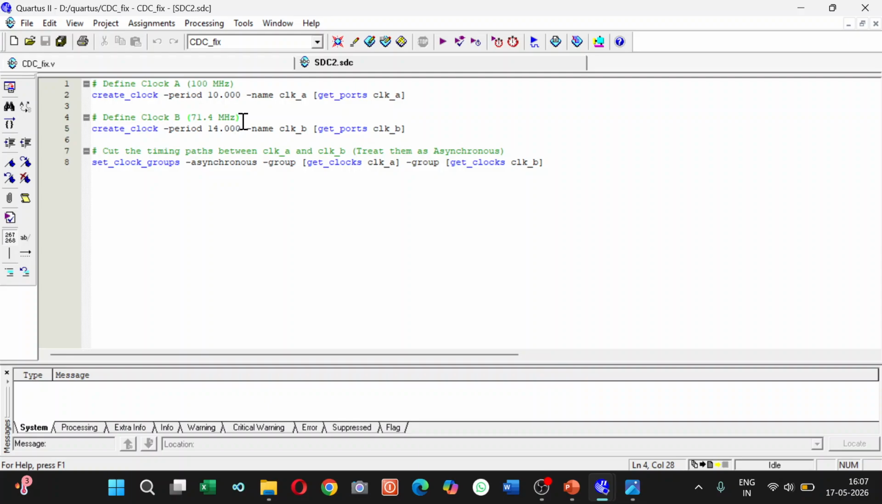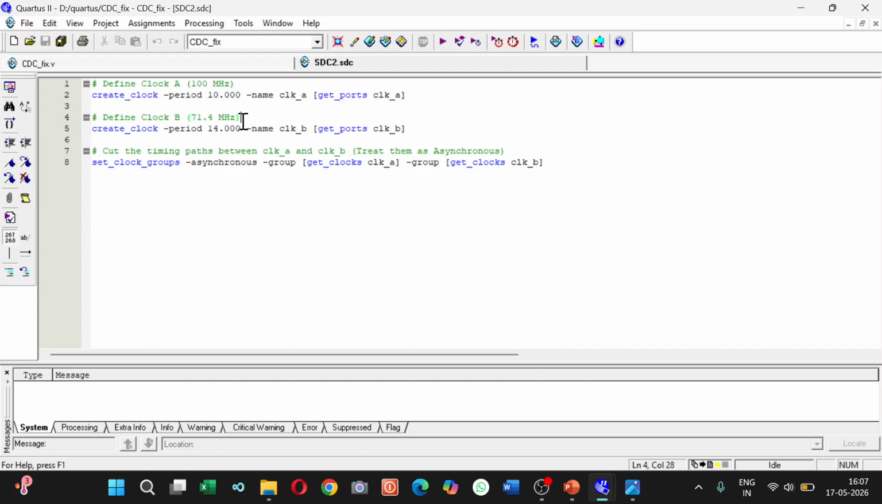If you don't declare a clock asynchronous, TimeQuest tries to analyze the launch edge from the 100 megahertz clock and the capture edge from the 71.4 megahertz clock. But these clocks are unrelated, and the result is tons of false timing violations, negative slack, and meaningless reports. That's why we set both domains as asynchronous, and it solves our problem.